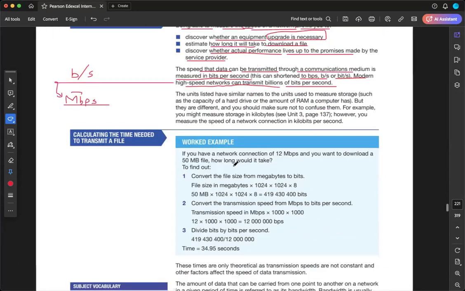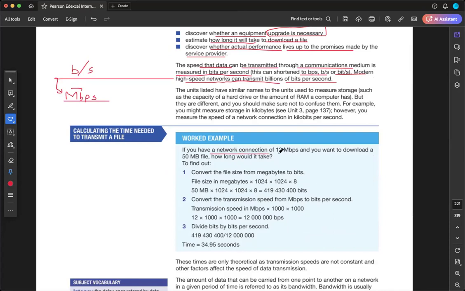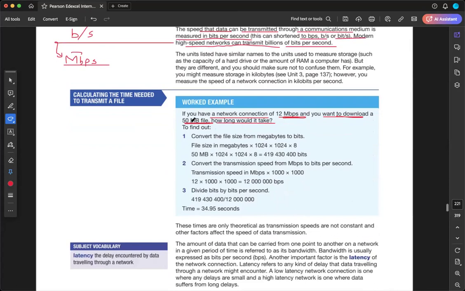So let's see. If you have a network connection of 12 Mbps and you want to download a 50 MB file, how long would it take? 50 MB, and you have 12 Mbps internet speed. Convert the size from megabytes to bits. You are in megabytes, the big value, and you're going to convert it into bits. So big to small. Can you tell me what type of calculation we do here?